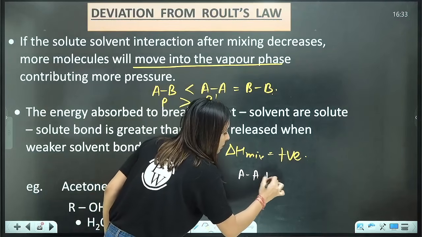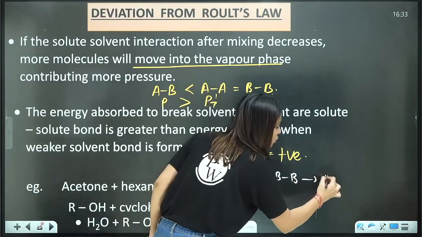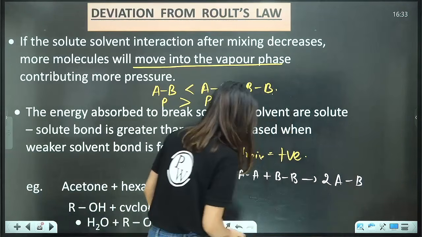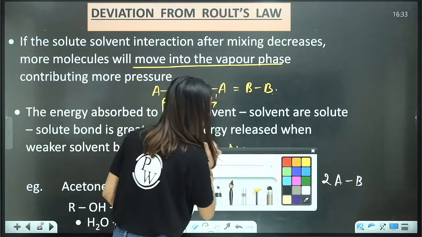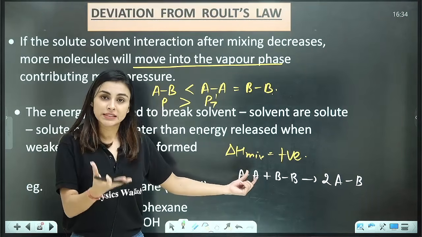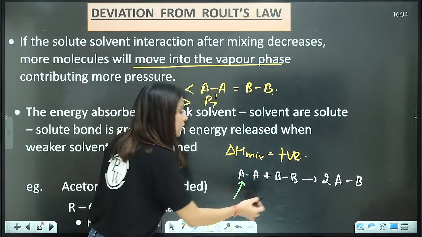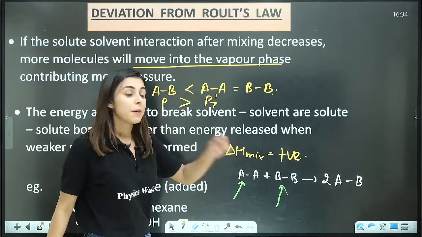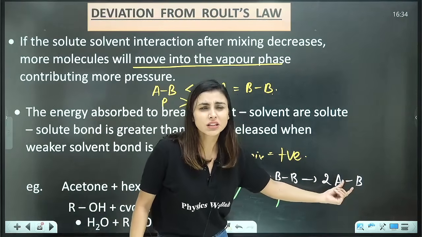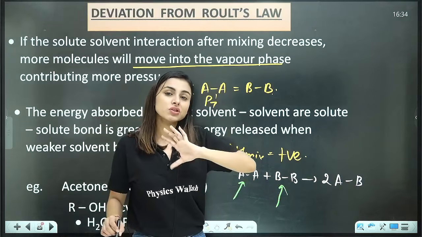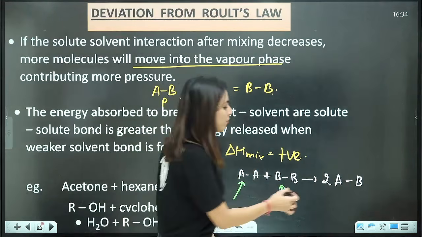AA plus BB gives you 2AB. Now, see, you provided some energy, that is delta H energy, to break this bond. You provided some energy to break this bond. But this bond is a weaker bond. So the energy which it will release in the negative form will be less.